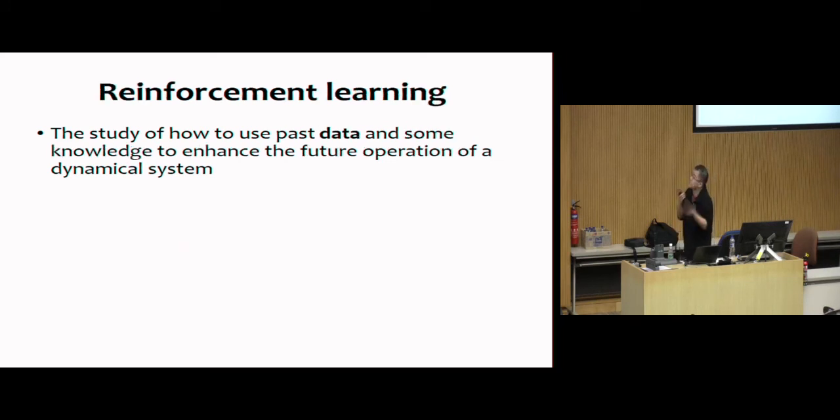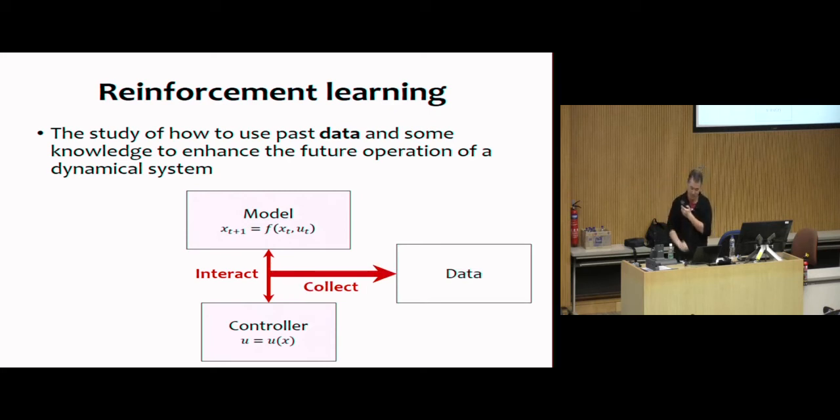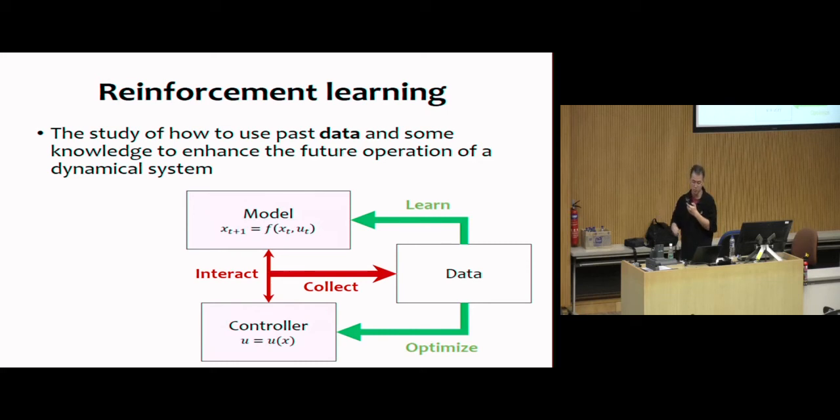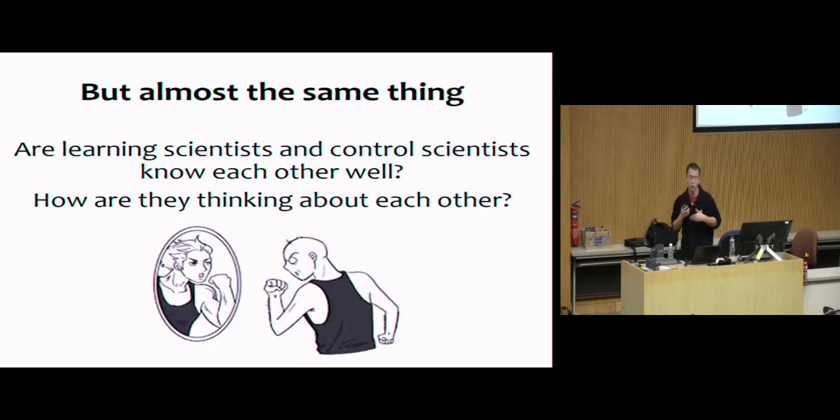We also have the learning community, in particular reinforcement learning. They use a lot of data and some knowledge to do the same thing. If you look at the figure, it's similar. We may have no knowledge or only a little knowledge about the model and the controller, and we just let the robot interact with the environment. Then you can collect a lot of data, tune the controller, and also learn the model. And for sure, you can also inject some knowledge about the modeling and design into the controller and model. So this is the reinforcement learning community, and we can see that they are almost doing the same thing.